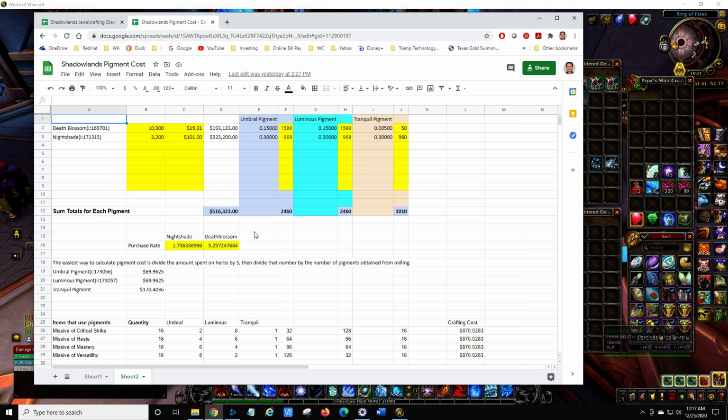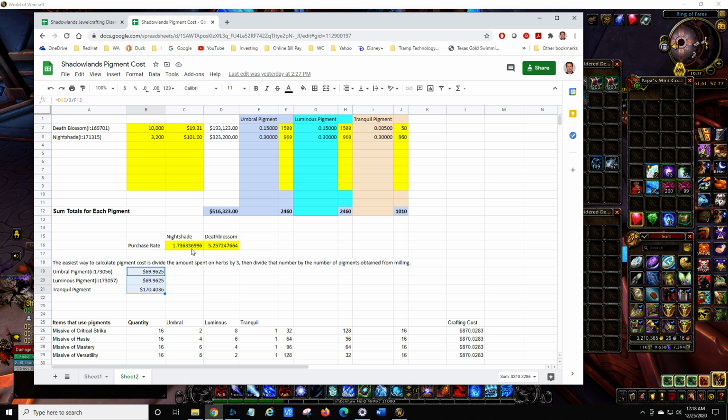One thing that I found out: I worked with a person I know that's really good at math and Excel formulas, and I asked him to come up with the best ratio of nightshade to death blossom in order to get these three numbers down to the lowest possible value. And so what we came up with is basically a one, these two numbers.